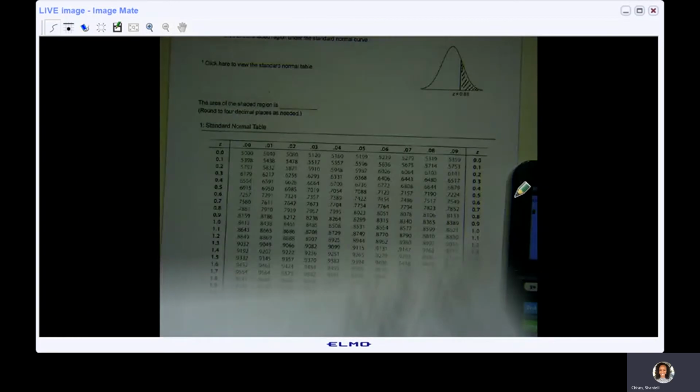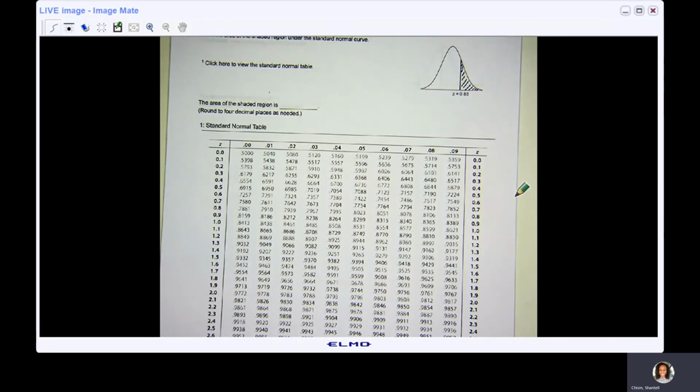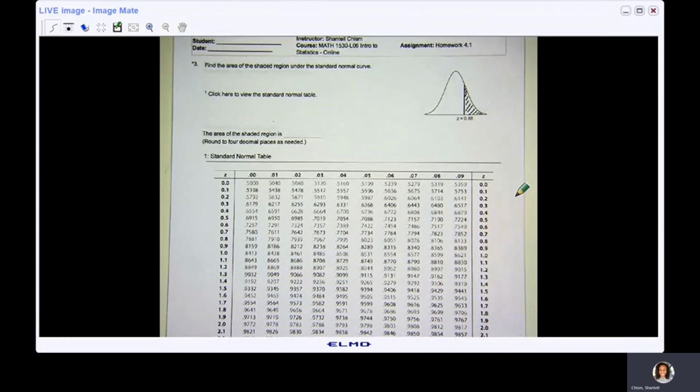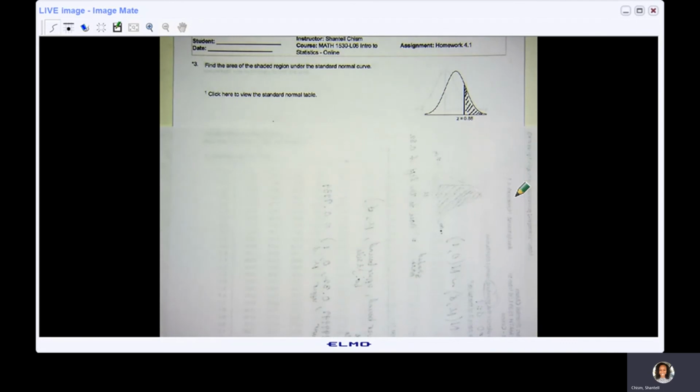And sometimes these tables will automatically populate for these problems. Sometimes it will, sometimes it won't. For number 2 and number 3, it actually popped up. I'm going to use the calculator though. If you like the table, that's fine, but I personally prefer the calculator, especially when I get to areas that are not to the left.